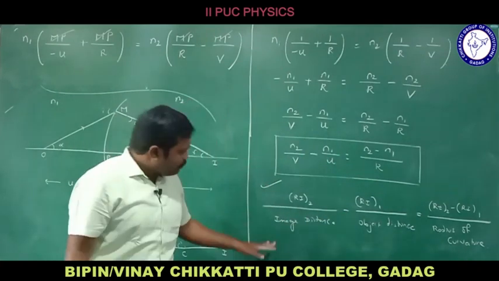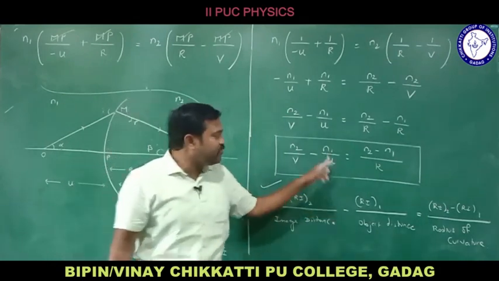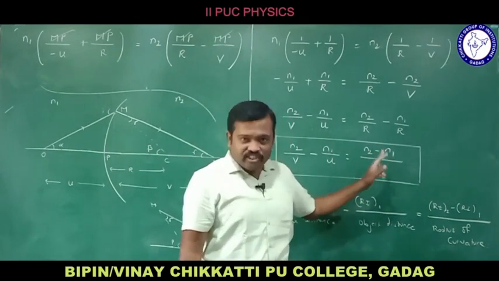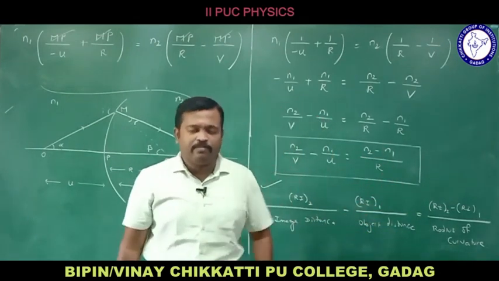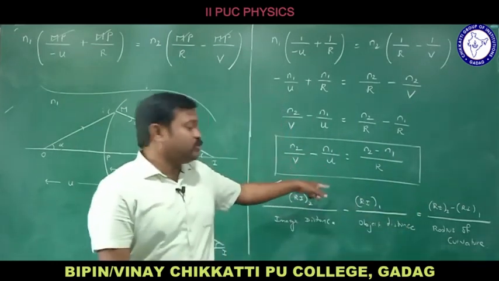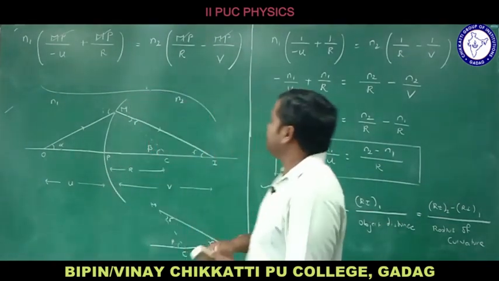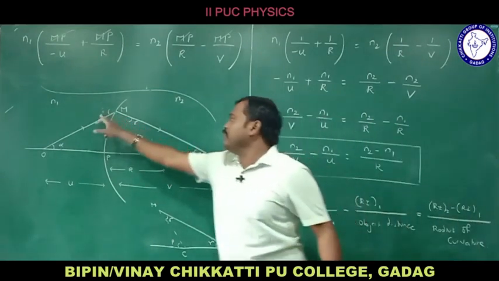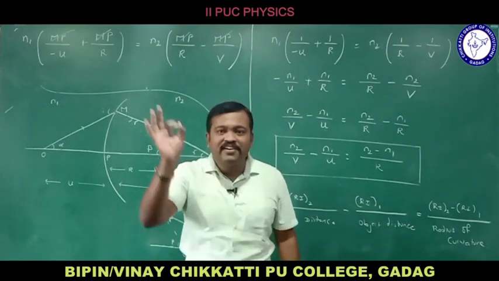So instead we can remember like this also: refractive index of second medium divided by image distance minus refractive index of first medium divided by object distance, that is equal to difference in the refractive indices divided by radius of curvature. Like this also you can remember. Remember, whenever refraction takes place at the spherical surface, I can use this equation. So this derivation is the derivation of relation between N1, N2, U, V and R. So this is the end of the derivation.